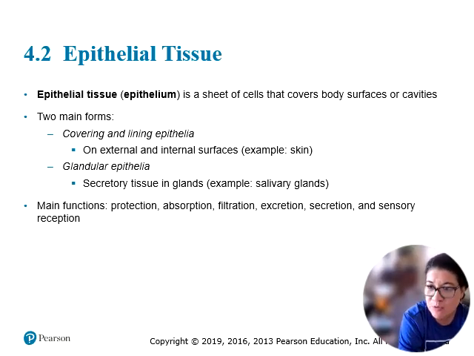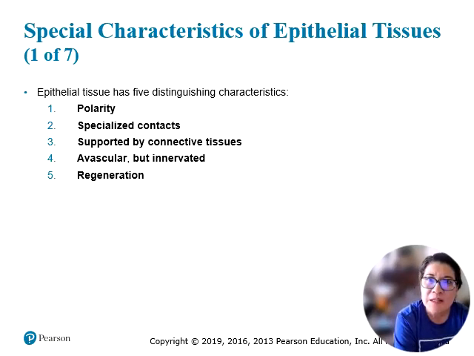It's inside and outside of your body organs. It's in your glands. It has a lot of functions that you need to write down. So protection, absorption, filtration, secretion, excretion, and sensory reception. So it's probably the most diverse out of all the 4 tissue types. It has 5 characteristics that are important.